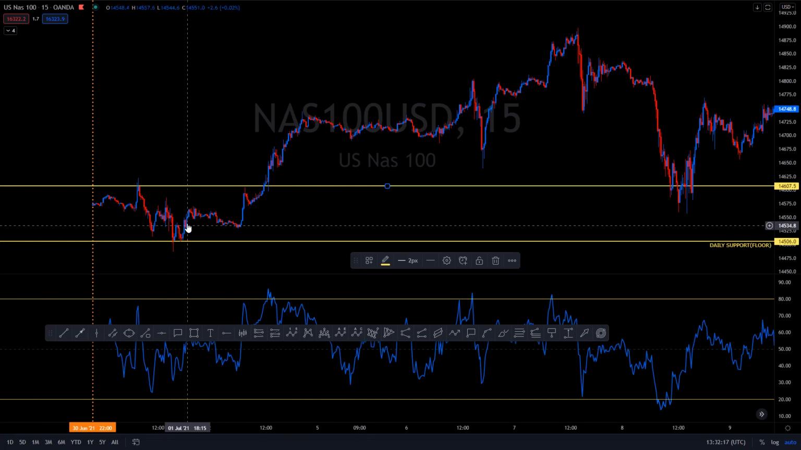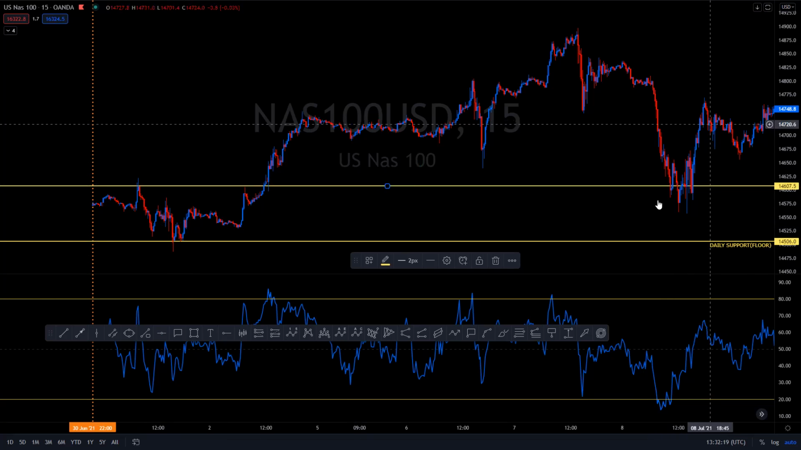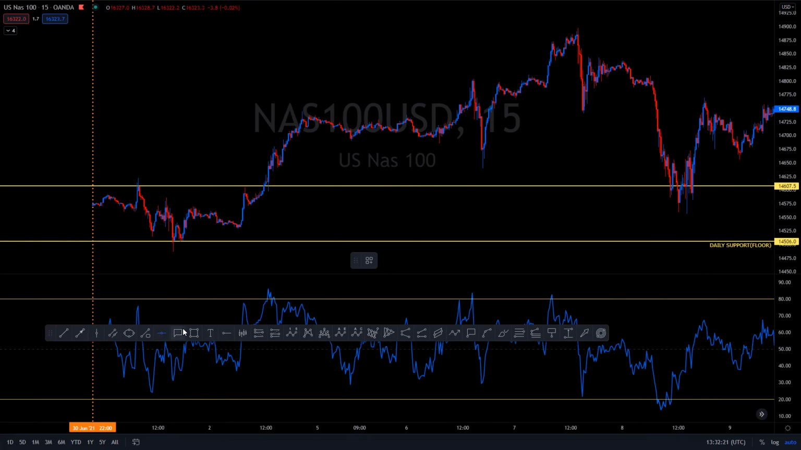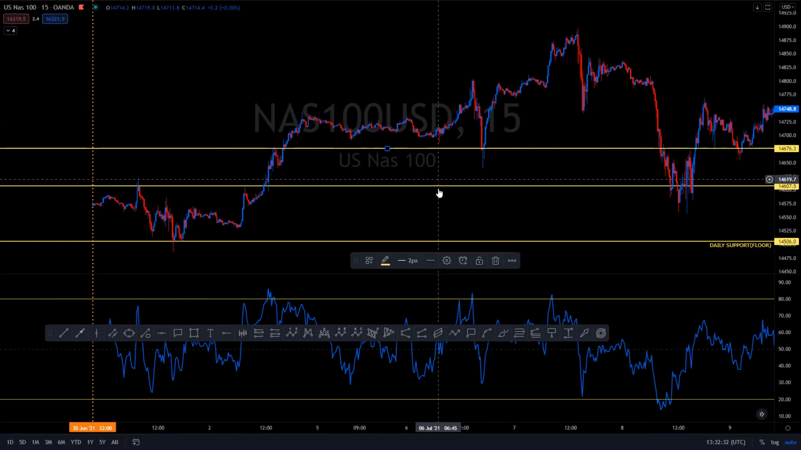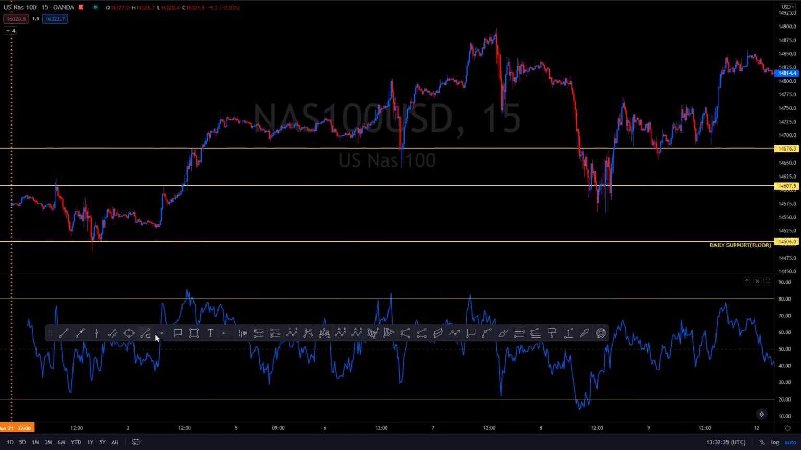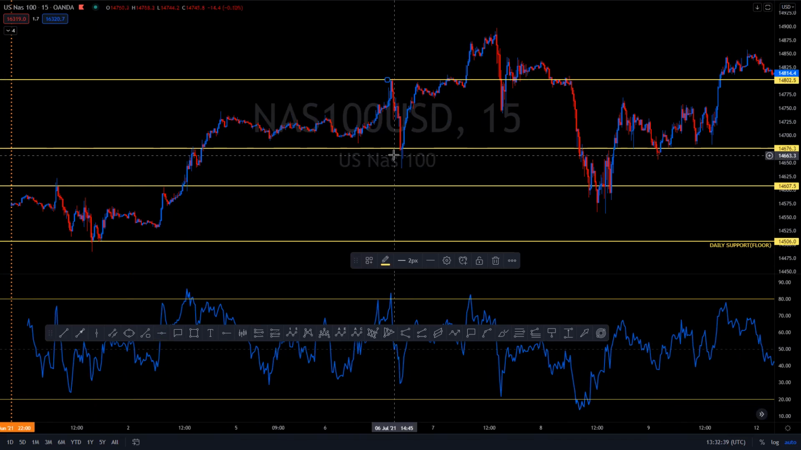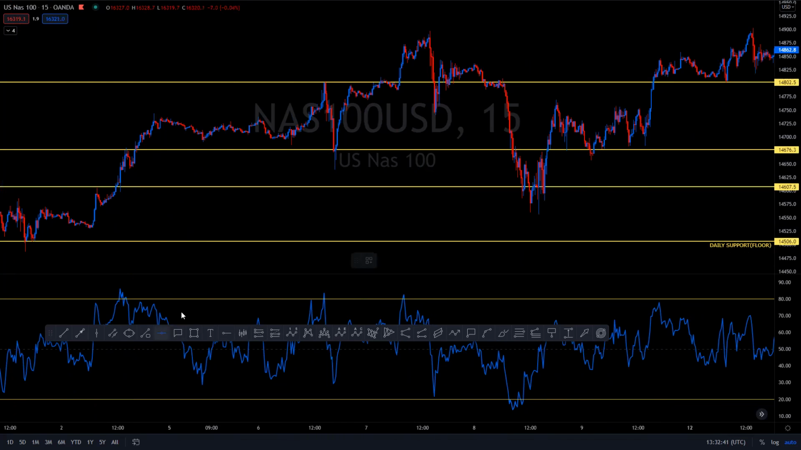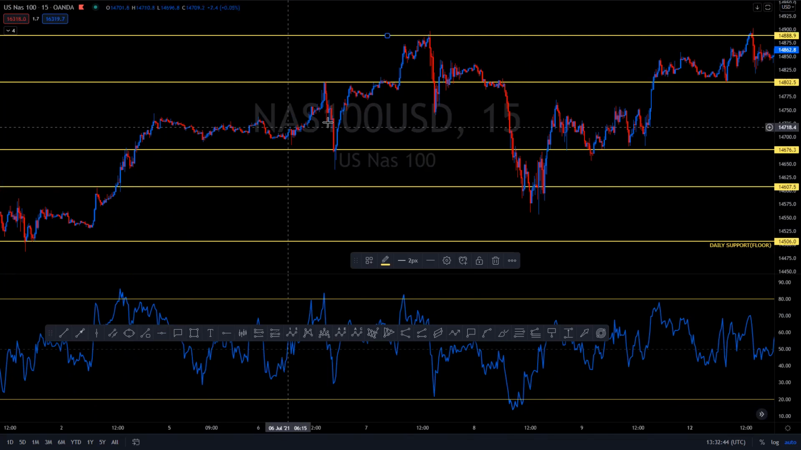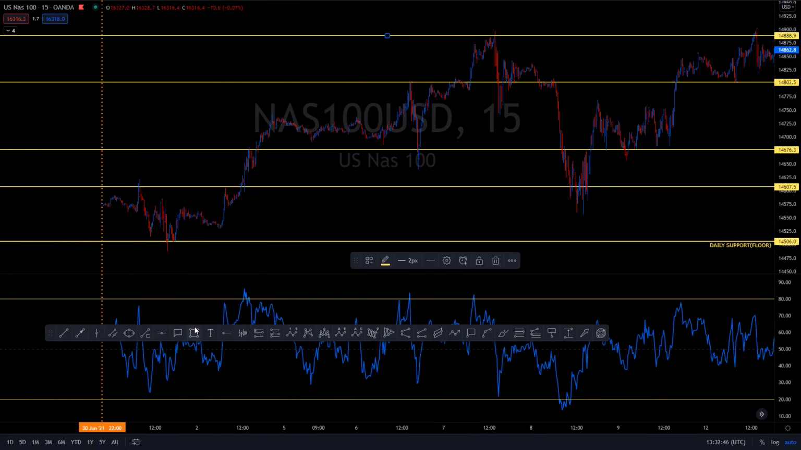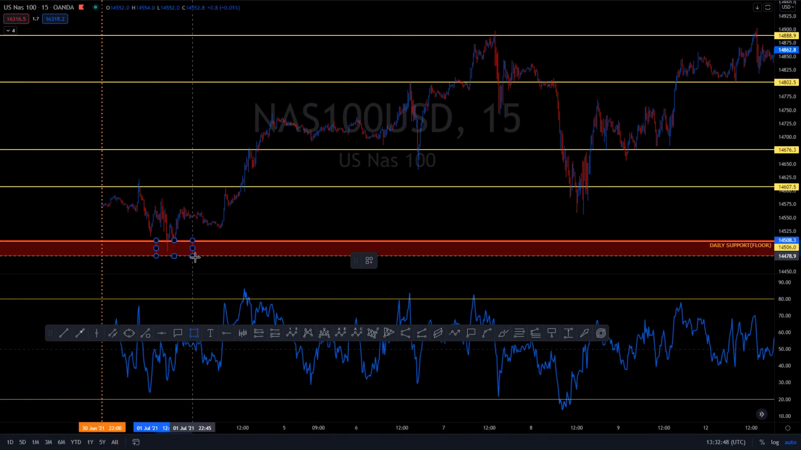So you can see that it caused an imbalance move here, imbalance move here. See what the next one we can find. So good one there. Next one I would say maybe up here. Next one up to here. All right. So now I'm going to draw my supply demand zones off of these horizontal lines.